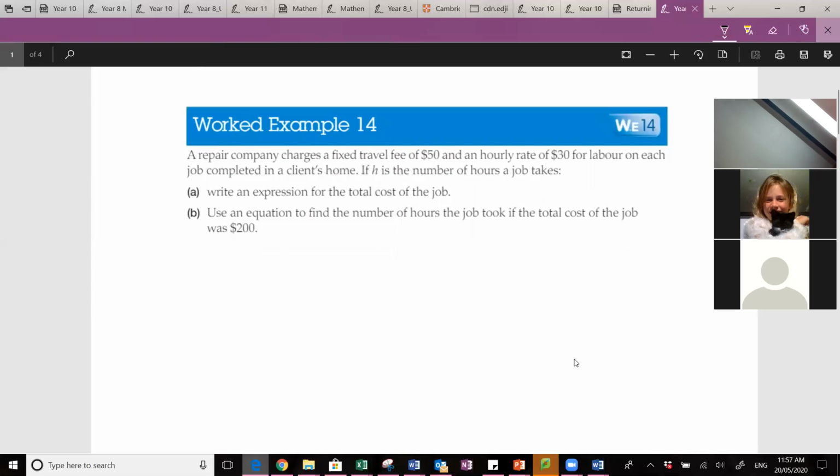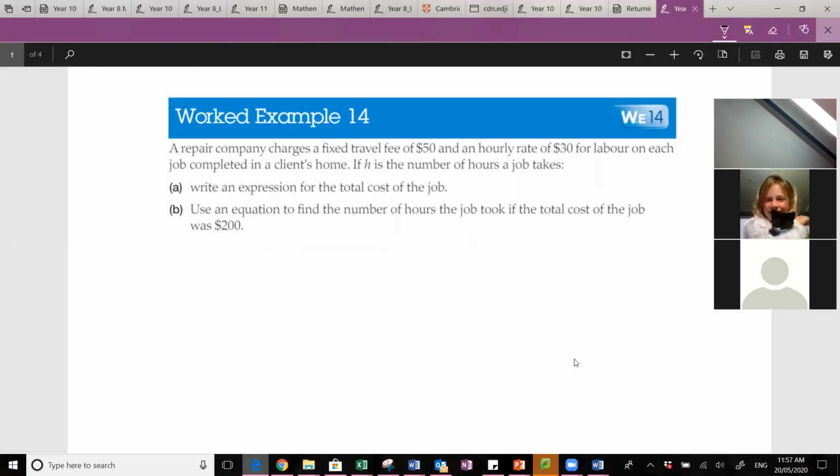So, you know what I do when I see these sorts of questions? I write out like a thinking equation to start with, and then I write up a proper equation. So let's just have some thinking down the side here. What happens with the cost? How much do you get charged? If you were to call up this company, how much are you going to get charged?